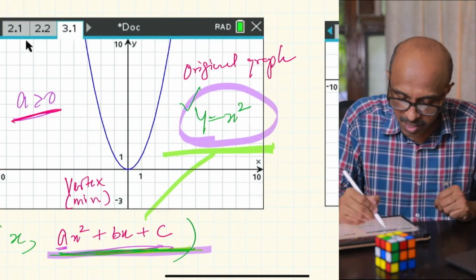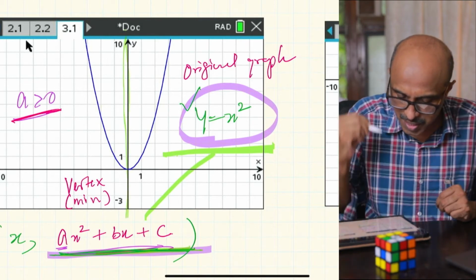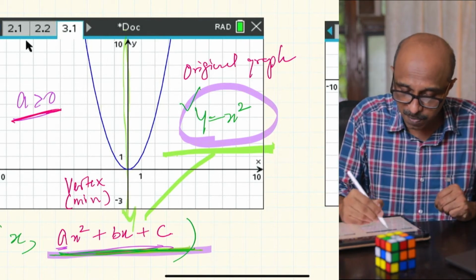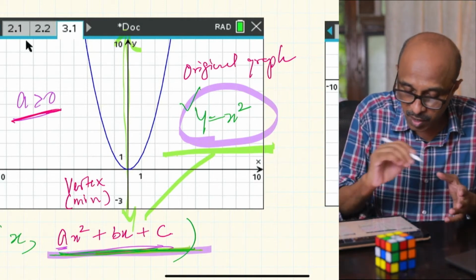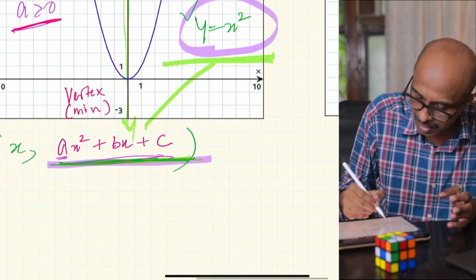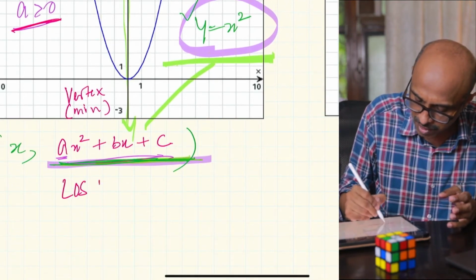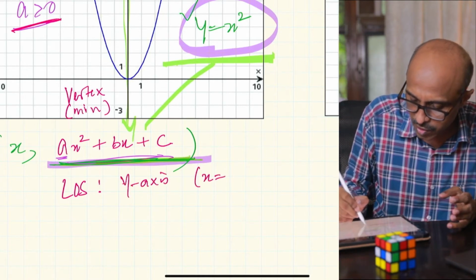The third feature of the quadratic graph that I want to highlight is this line of symmetry. The quadratic is symmetric, and this is a very powerful property, okay, that it is symmetric. In this case, the original graph is symmetric about the y-axis, the line of symmetry, if you were to call it. Can I write it somewhere here? Line of symmetry, LOS stands for line of symmetry, is the y-axis. The equation of the y-axis is x is equal to 0.